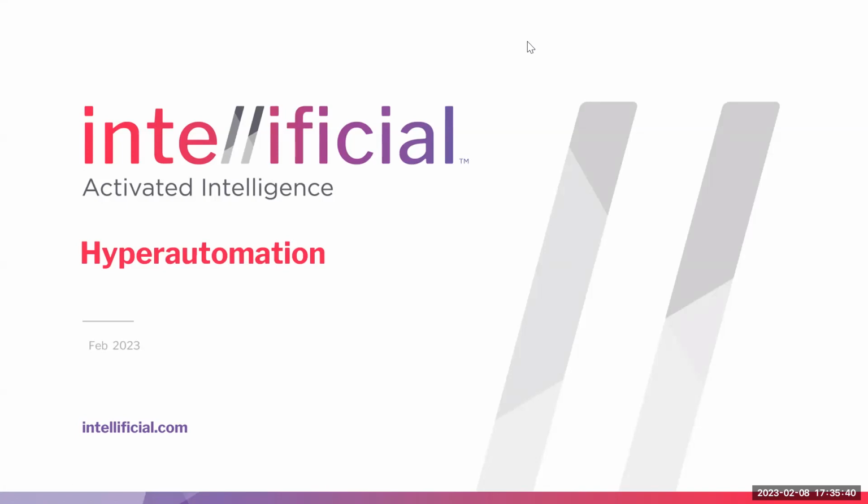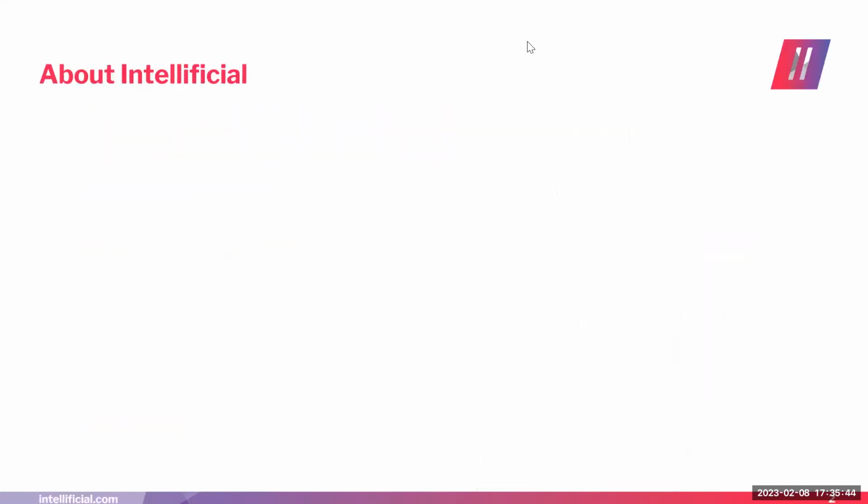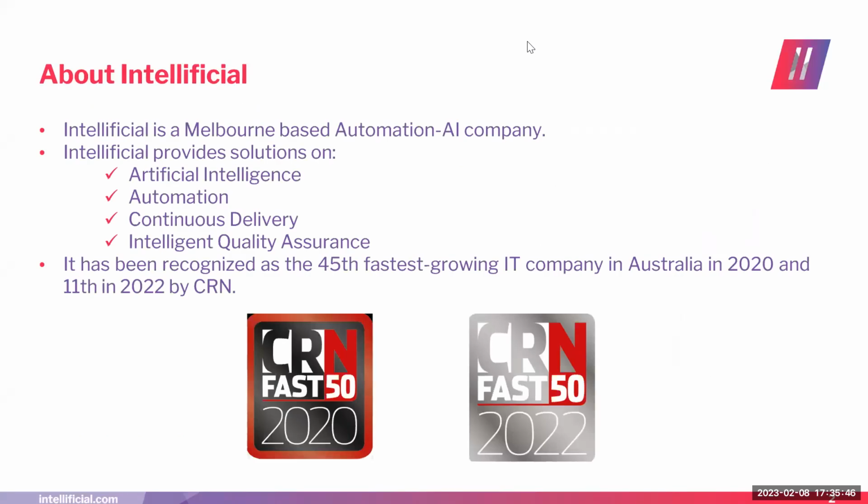So now let me give a brief intro about Intellificial, the company I represent. Intellificial is a Melbourne-based automation AI company. It provides solutions on artificial intelligence, automation, continuous delivery, and intelligent quality assurance. It has been ranked as the 45th fastest growing IT company in Australia in 2020 and 11th in 2022 by the CRN.